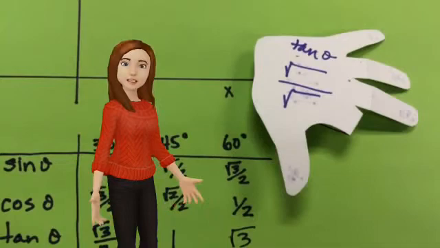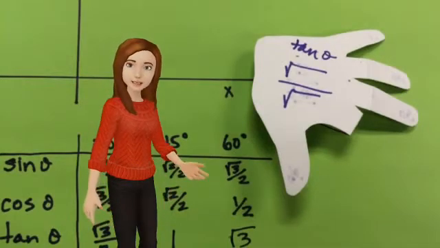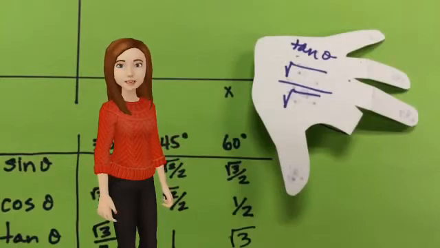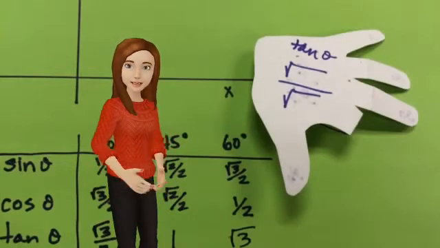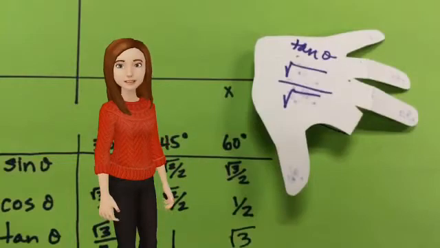To finish off our chart of special values, let's find tangent 60 degrees. Choose the angle finger when looking at your palm. Then flip your hand over. Tangent 60 degrees is equal to the square root of 3 over the square root of 1, which simplifies to square root of 3.